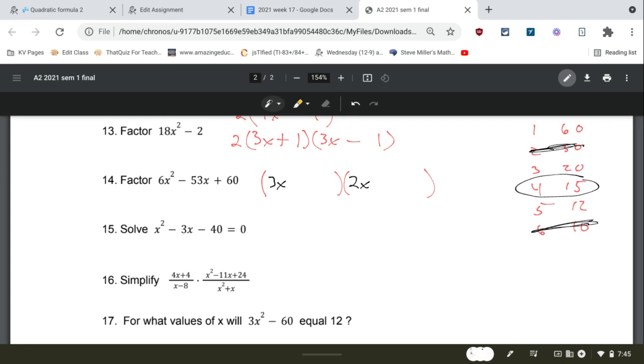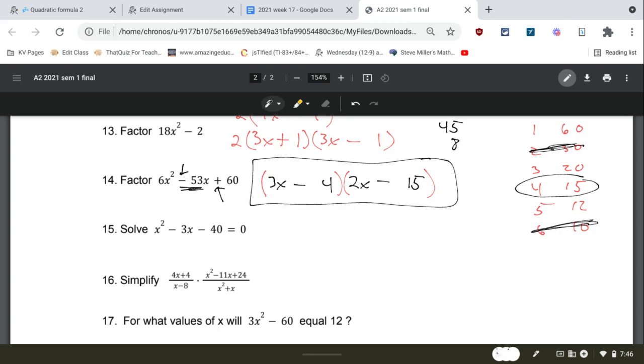If I do the 3x times the 15, this is going to give me 45 right here. And this is going to give me 8. So the 45 and the 8 will combine to give me the 53 in the middle. And then the last bit is they're going to be the same signs because that's a plus, and they are both going to be negatives. So minus and a minus. That's our answer there. Cool.